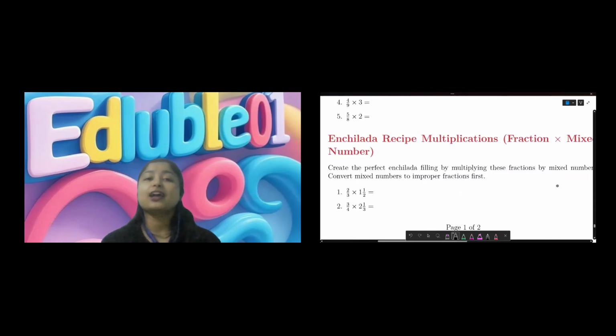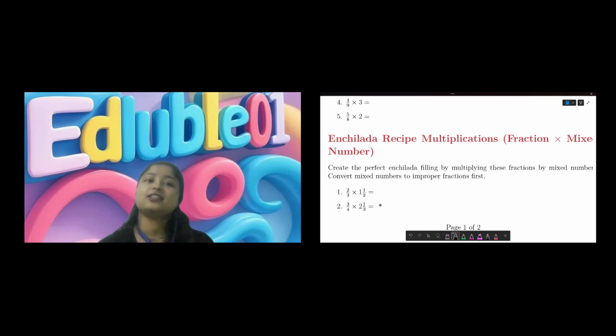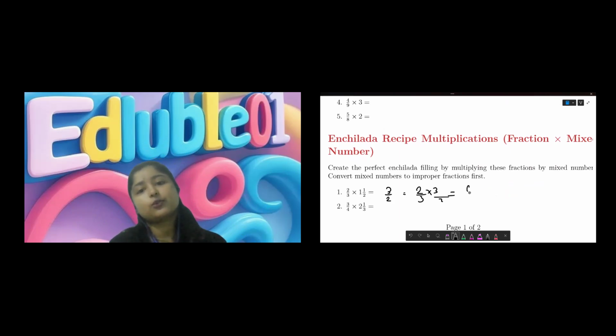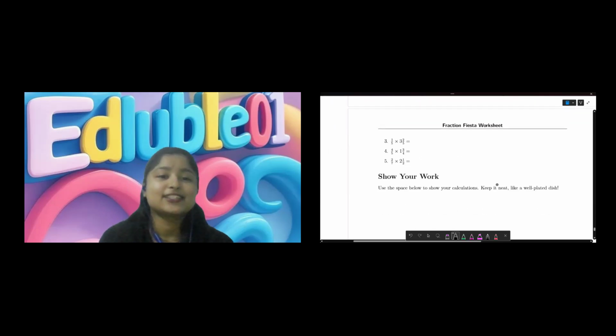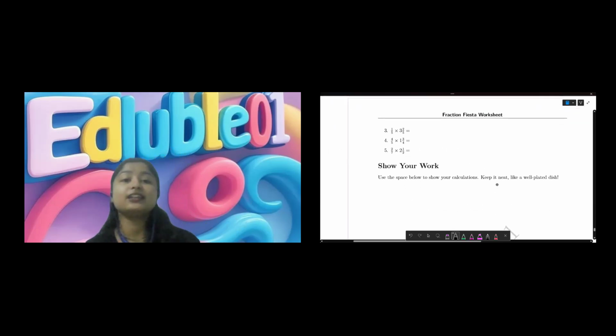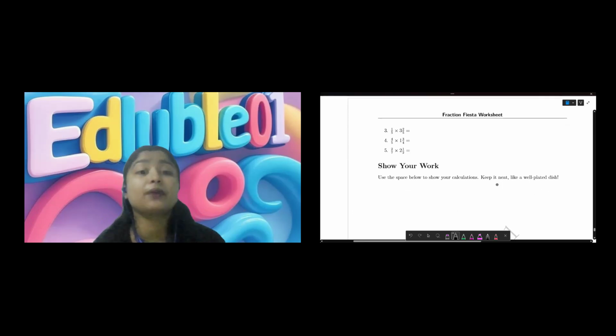Oh my God, include a recipe. Fractions by mixed numbers. See, that's the easiest thing possible. So 2 times 1 is 2 plus 1 is 3 over 2. Oh my God. So we have 2 over 3 and 3 over 2. Nothing but 6 over 6 is going to be 1 only, right? 6 over 6 is nothing but 1. It became the whole, right? Okay, so this is how you prepare your dish.